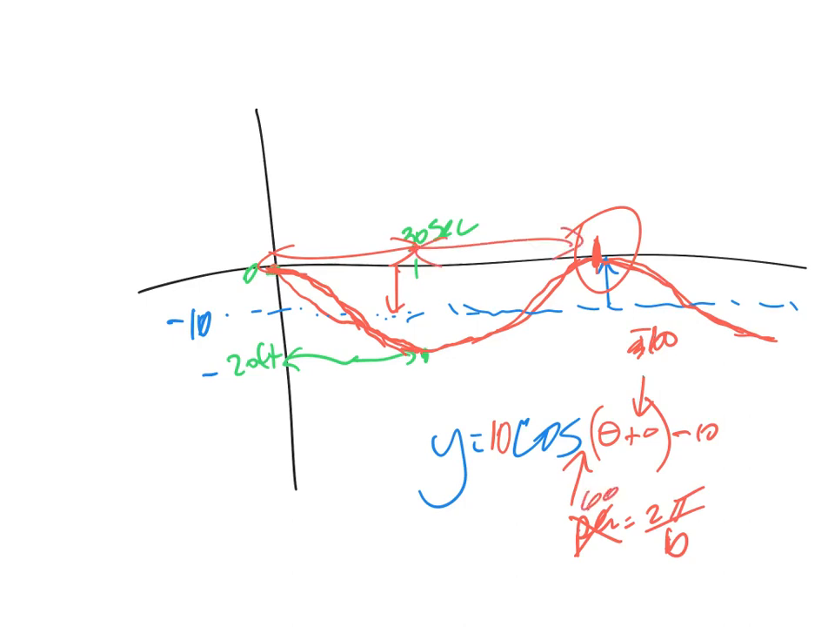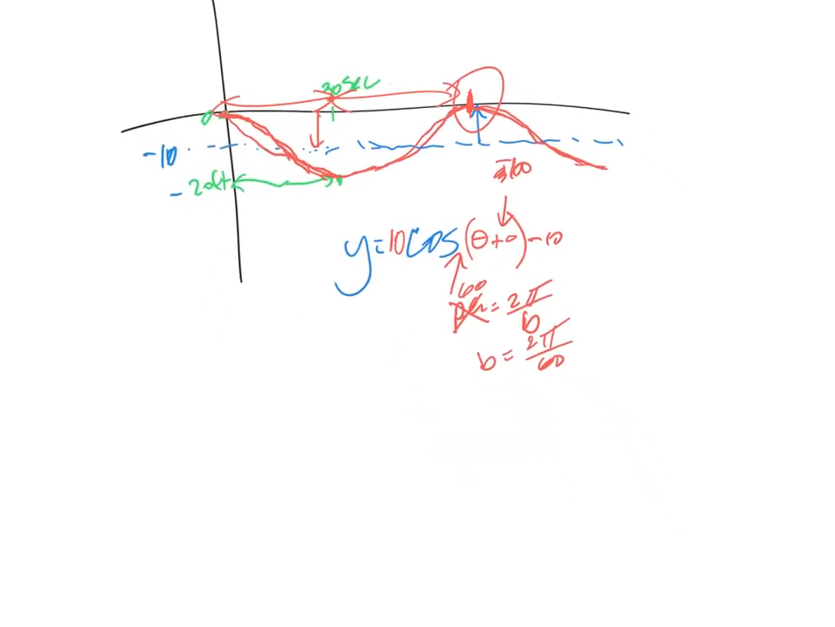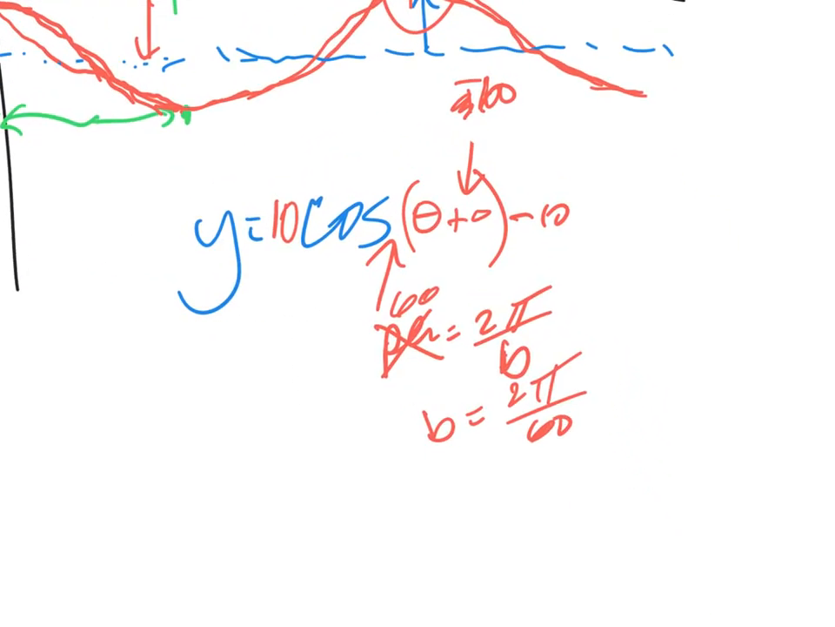60 seconds. Switch flip-flop places. B is 2 pi over 60. I would totally understand it if you decided to simplify that and make it pi over 30. And that pi over 30 goes right there. So why was this one harder than some of the others? Because it came just with a story, and you have to make it into a sinusoidal.